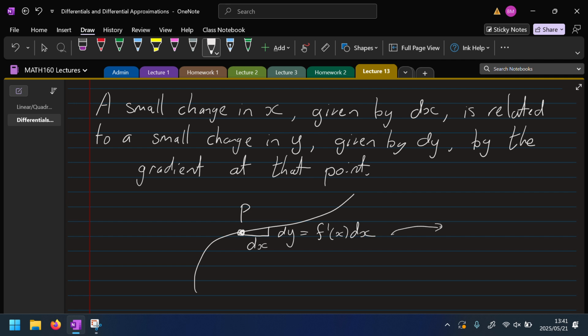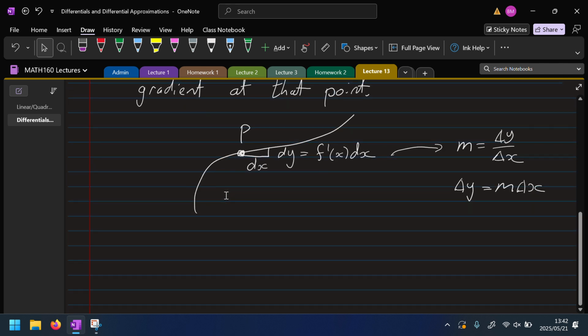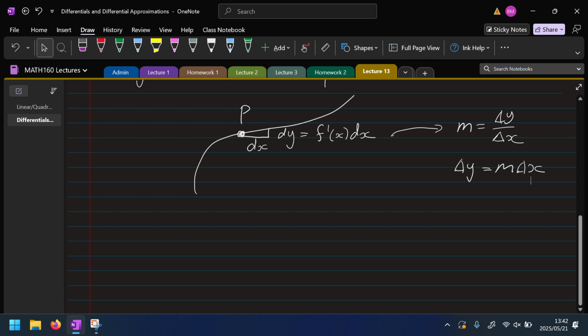You can think of it as m is delta y over delta x, your average change, so delta y is m delta x. But that's for the average change. For the instantaneous change, like we looked at before with average versus instantaneous rates of change, delta y becomes dy and delta x becomes dx. That's the idea of relating dx and dy. So how do we use these?